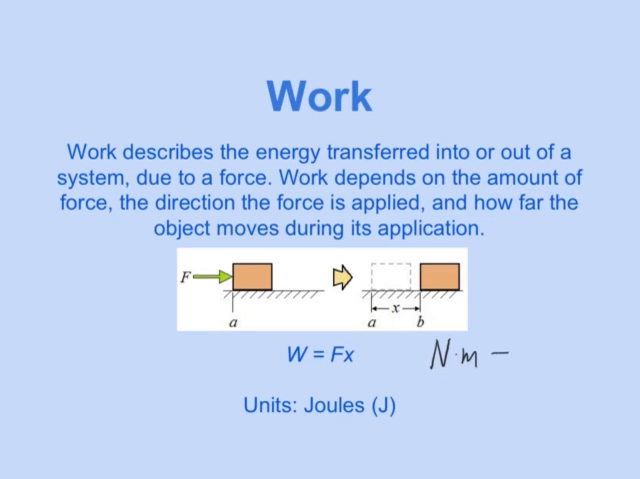But a newton is equal to a kilogram times a meter per second squared. We get that from Newton's second law. And so we can see here that our units would be kilogram meter squared per second squared, which is a joule. So our units for work are joules. And again, basic situation, we just multiply the force times the distance.